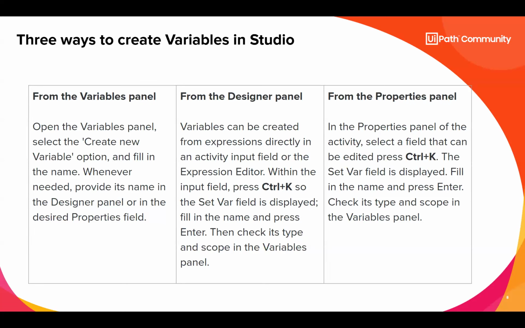Okay, so that is how you can create the variables from the properties panel. From the designer panel, you can also create a variable by creating it from the expressions directly in the activity input field or the expression editor. So within the input field, you can use the shortcut Control K.